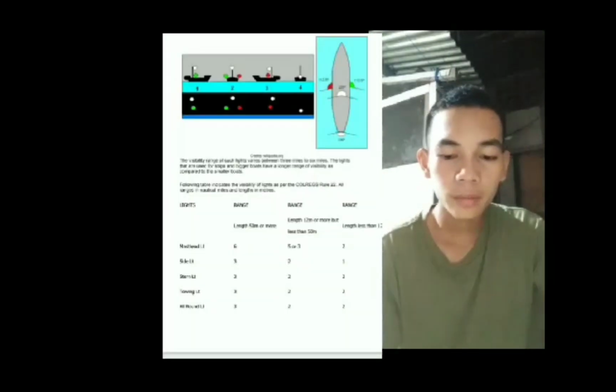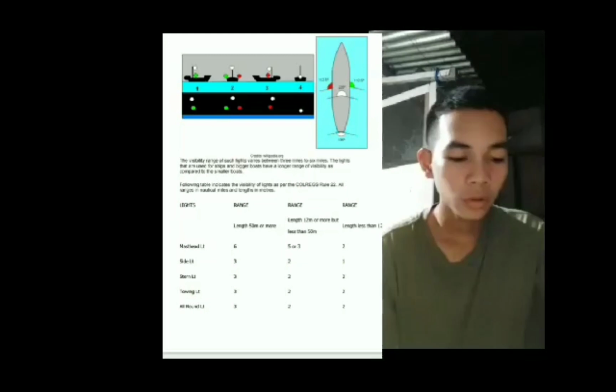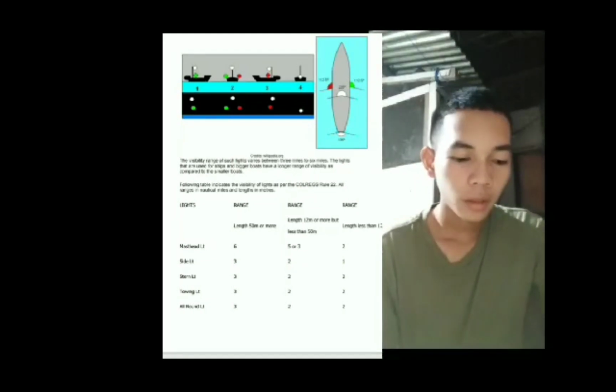The visibility range of such lights varies between 3 miles and 6 miles. The lights on bigger ships and boats have a longer range of visibility compared to small boats. Vessel navigation lights: the Marine Safety Act requires that lights must be displayed from sunset to sunrise and in times of restricted visibility during daylight hours.